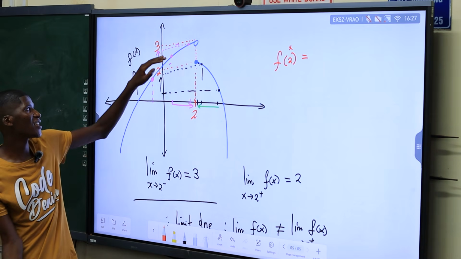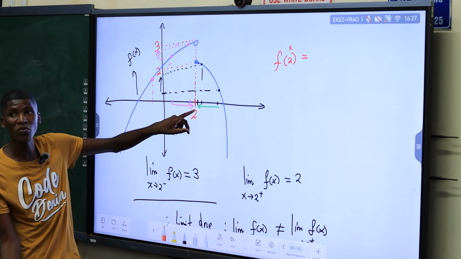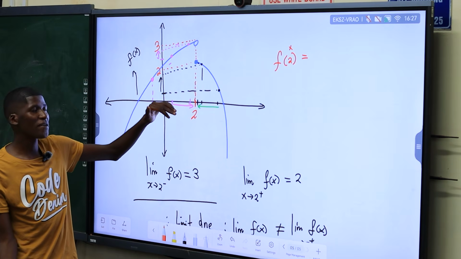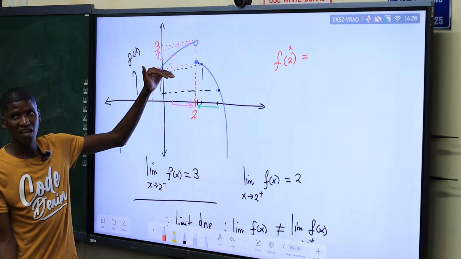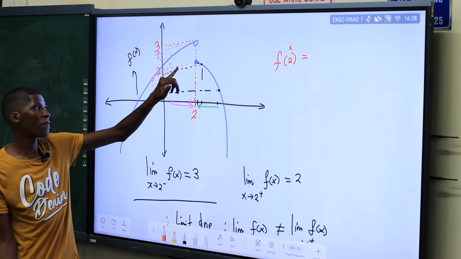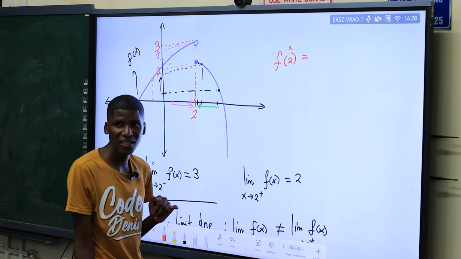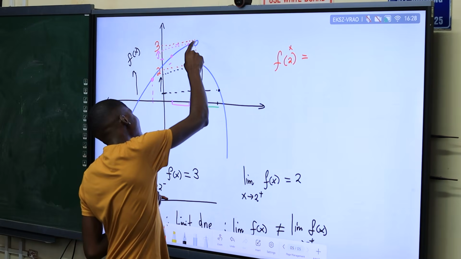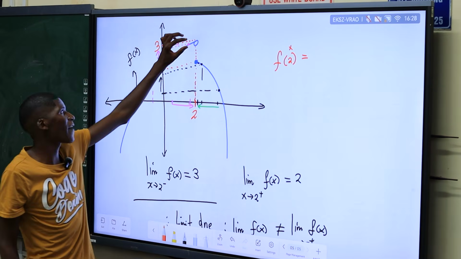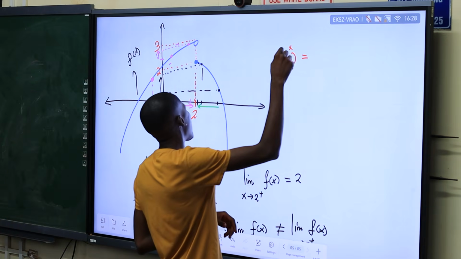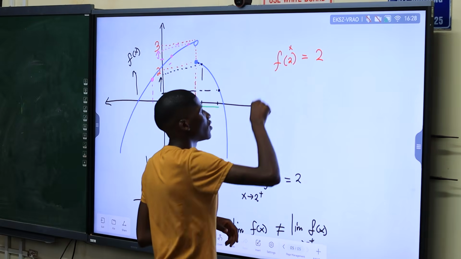Because the shaded dot means that your function is defined at that point, the function exists at that point. And this open circle means that your function is not defined by that graph at x equals 2. So f at 2 is what? It is 2, not 3.